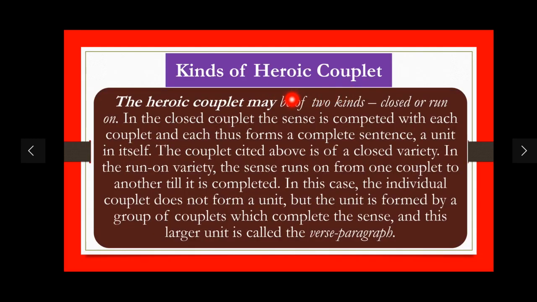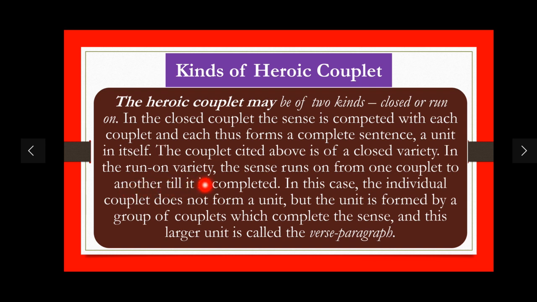Kinds of heroic couplet. The heroic couplet may be of two kinds, close or run-on. By close we mean that the sense is completed. By run-on we mean that the sense is shifted to another couplet. In the close couplet, the sense is completed with each couplet. In each couplet, a sense is completed, and each thus forms a complete sentence, a unit in itself. The couplet cited above is of the close variety that we practiced in the previous slide.